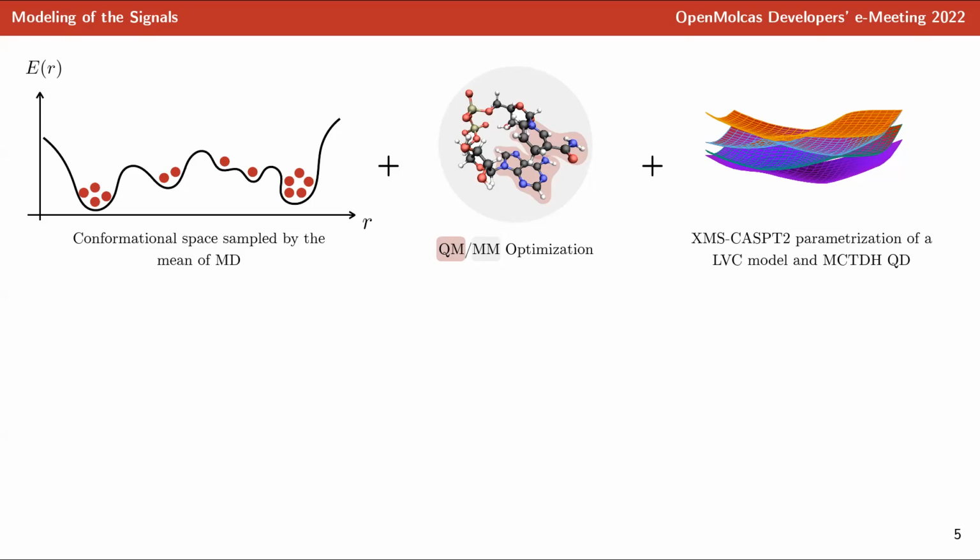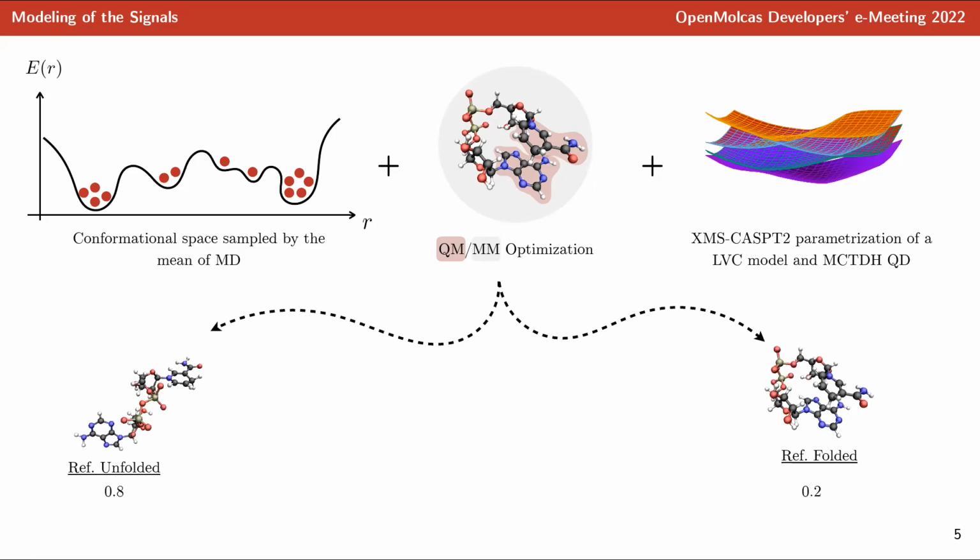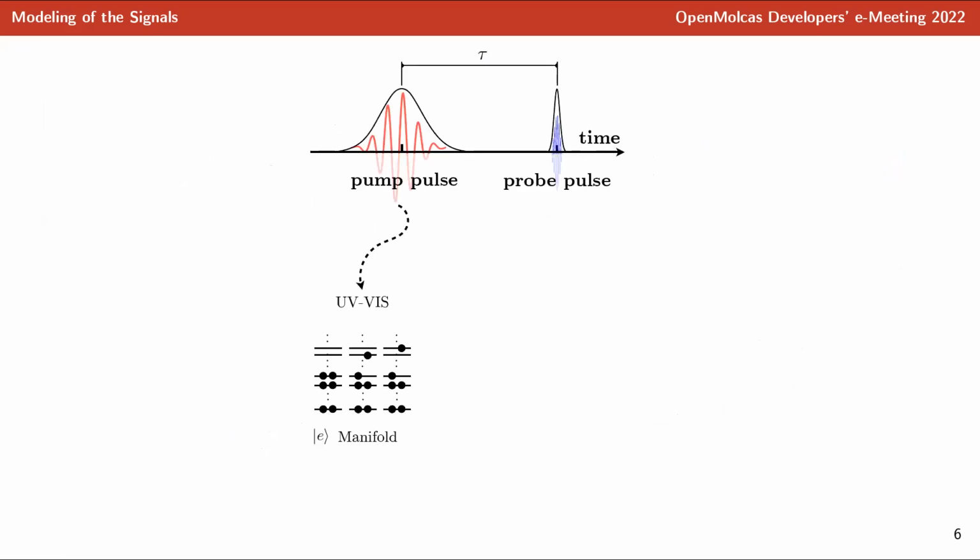But once we have this kind of description, we have to couple this quantum chemistry to spectroscopy in order to simulate the signals. And what we do is simply to select a reference geometry for the unfolded conformation and a reference geometry for the folded conformation, weight them by their relative weight, and assume that for the unfolded conformation, only the internal conversion can take place. And for the folded conformation, we use the mechanism provided by the quantum dynamics. Then we have to choose what kind of experiment we want to simulate.